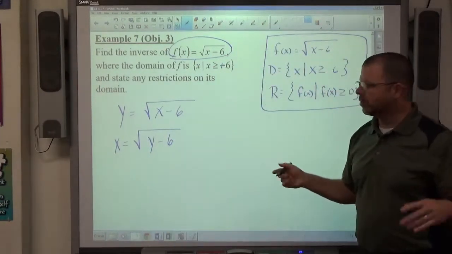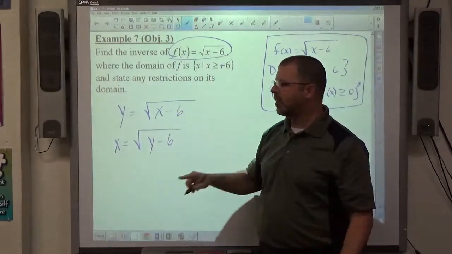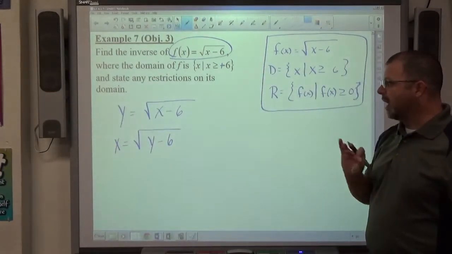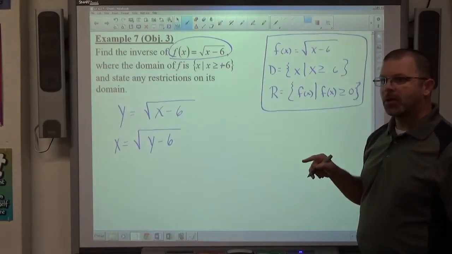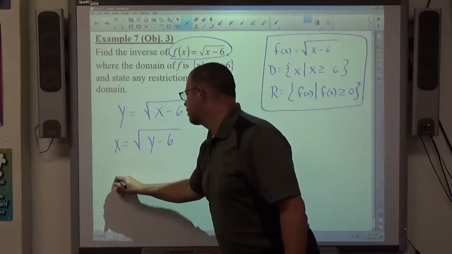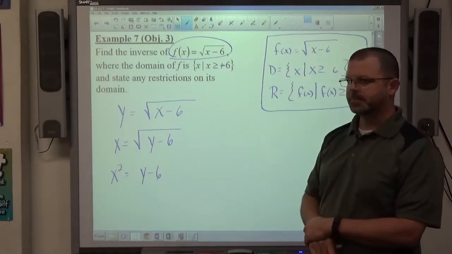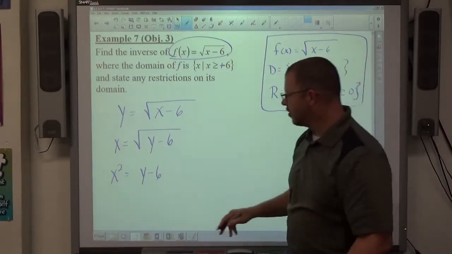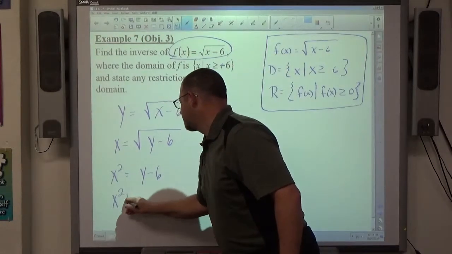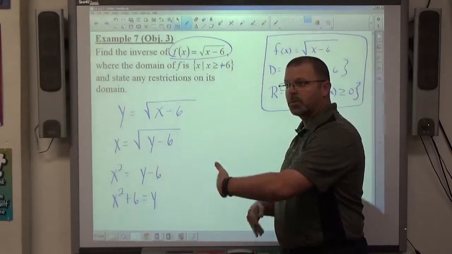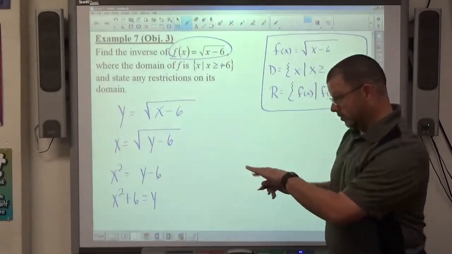Everything is where it was, so x was inside the radical, now y is inside the radical; y was all by itself, now x is all by itself. I want to get y equals, that requires me to get rid of the radical, so I'm going to square both sides. That's going to give me x squared on the left equals y minus 6 on the right. If I move the 6 to the other side, I get x squared plus 6 equals y. So once I get that to say y equals, that's my inverse function correctly created.